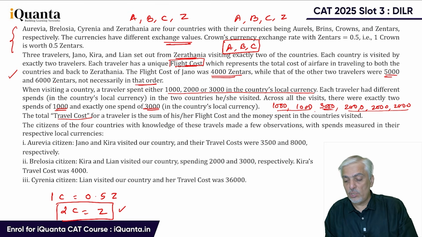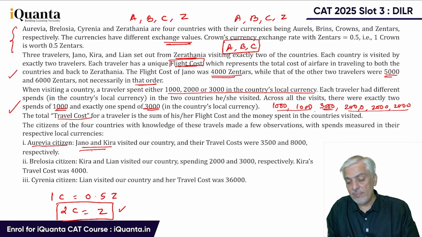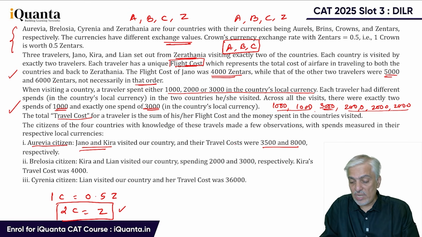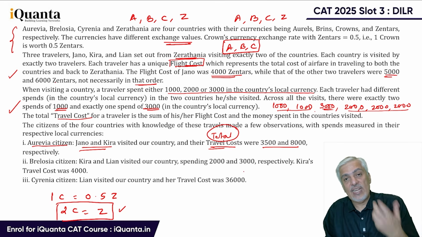The citizens of the 4 countries, with knowledge of these travels, made a few observations with spends measured in their respective local currency. So what does a citizen of A say? That J and K visited our country, and their travel cost was 3,500 and 8,000 respectively. 3,500 and 8,000 is travel cost. Travel cost is total cost, including flights. These are in their own currency. See, when A says it, he says it about his or her own currency.